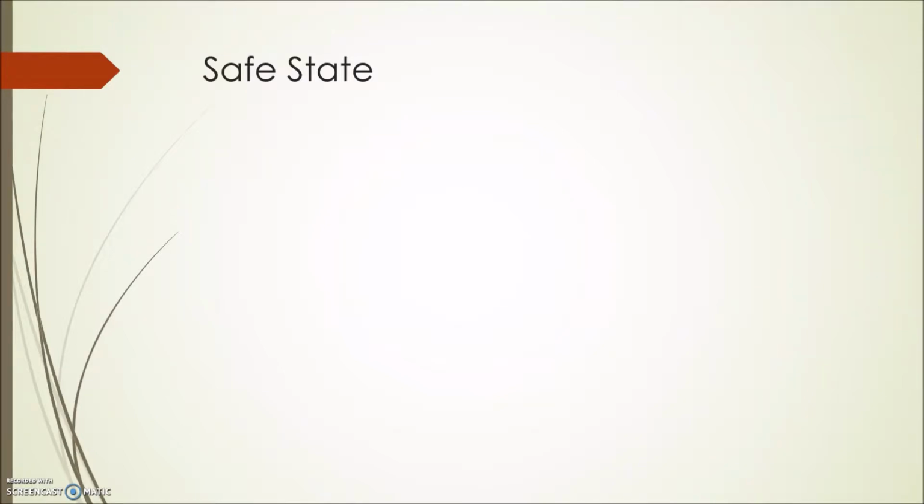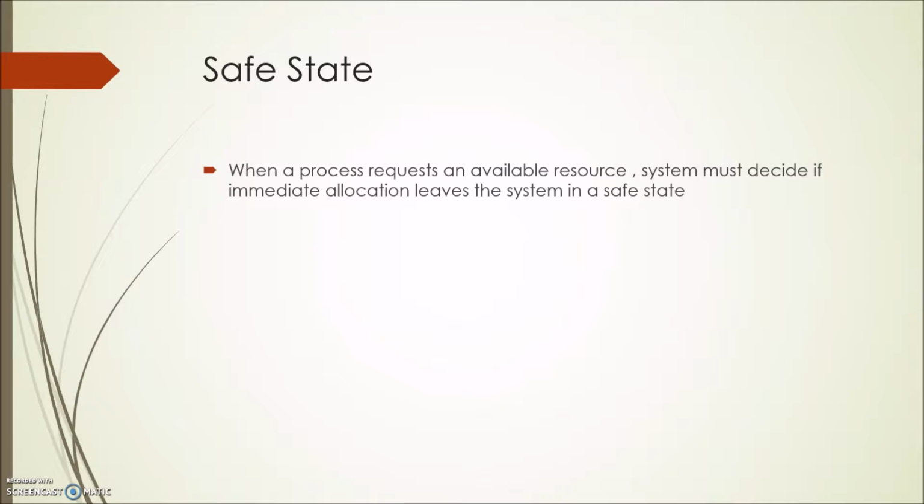There are two types of state that will occur during the Banker's algorithm. The first one is safe state. A safe state is when a process requests an available resource, the system must decide if immediate allocation leaves the system in a safe state. The system is in a safe state if there exists a safe sequence of all processes.